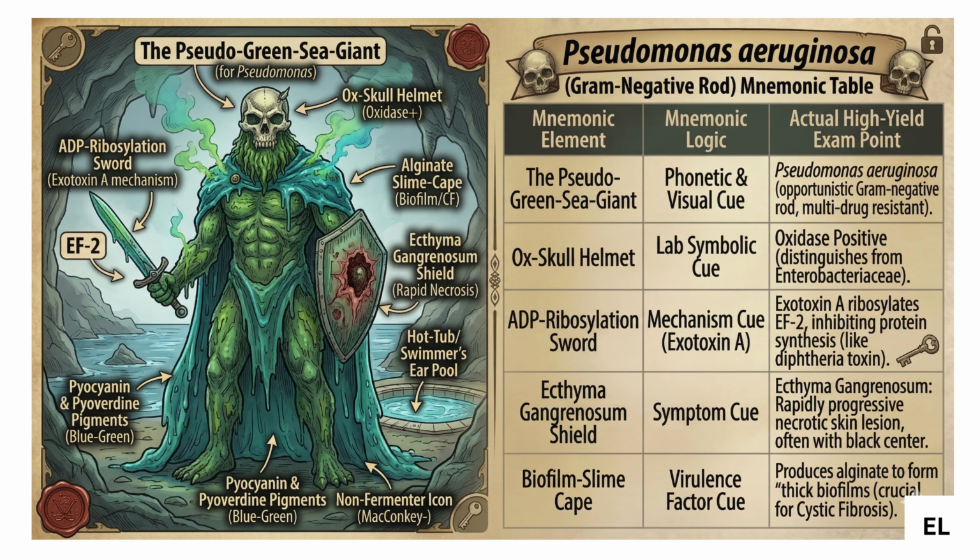The necrotic shield represents ecthyma gangrenosum. The hot tub pool reminds us of swimmer's ear and moist environment infections. And the non-fermenter label reminds us that it is a non-lactose fermenting organism. So the next time you hear Pseudomonas aeruginosa, imagine this entire scene: the green sea giant, the oxidase helmet, the toxic sword, the slimy biofilm cloak, and the necrotic skin lesion. With this one visual story, you can recall all the high-yield exam points in seconds.